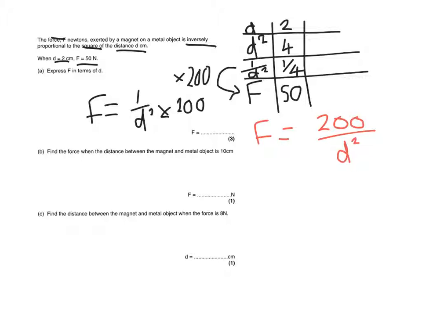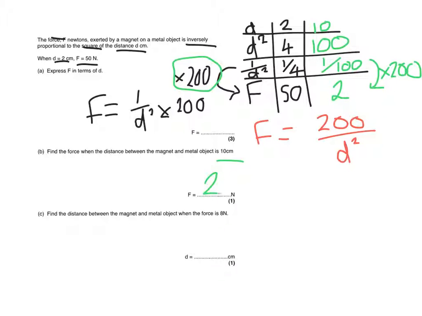It then says find the force when the distance between the magnet and the metal object is 10 centimetres. So the distance is now 10, which means that d squared is going to be 100, which means that 1 over d squared is going to be 1 over 100, and I need to times by 200 here, following the rules in my table. So 200 times 1 over 100 is 2. 200 divided by 100 is 2. So F would be 2 newtons.